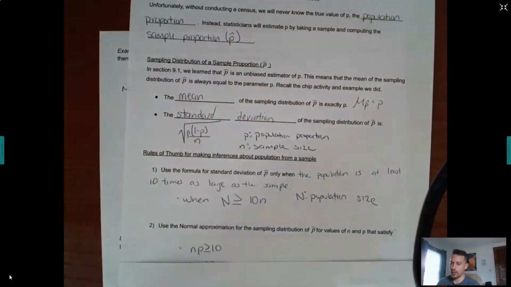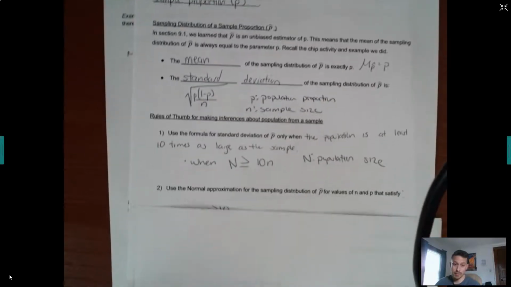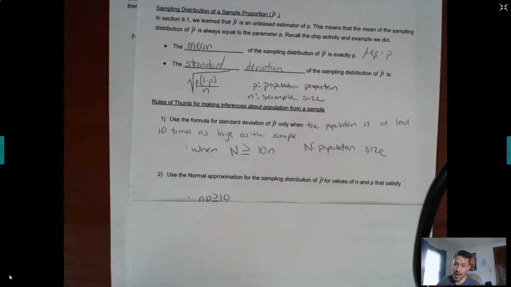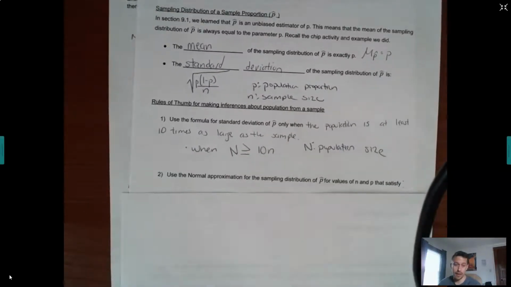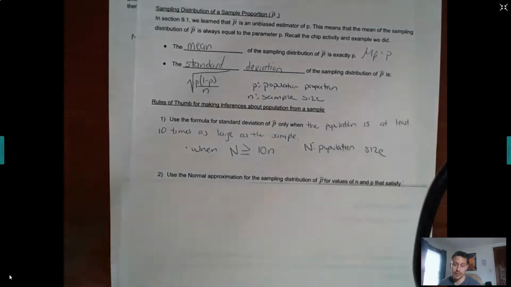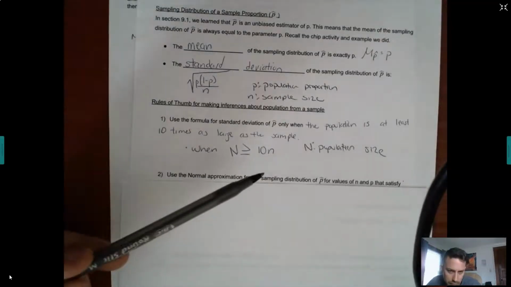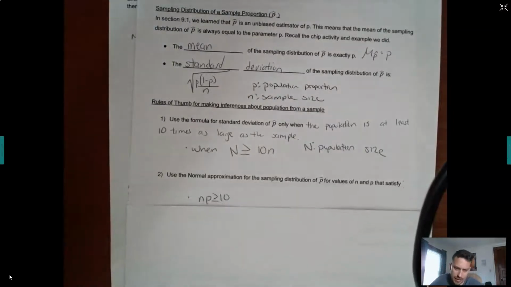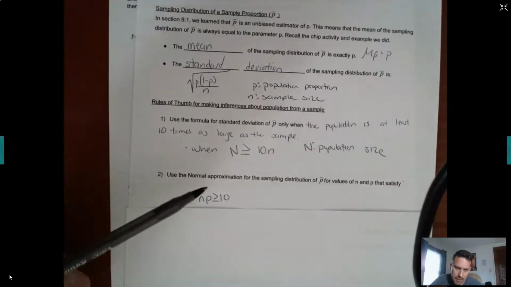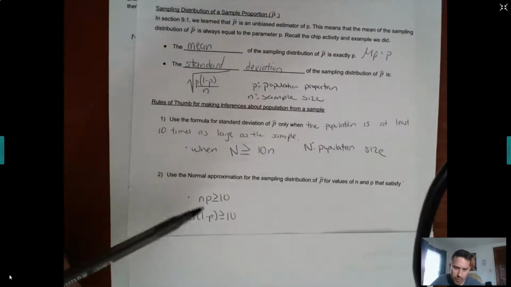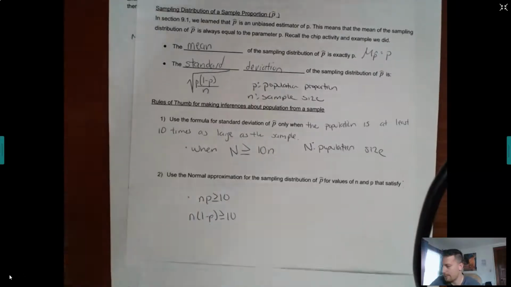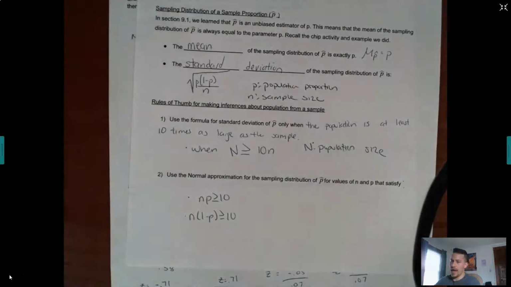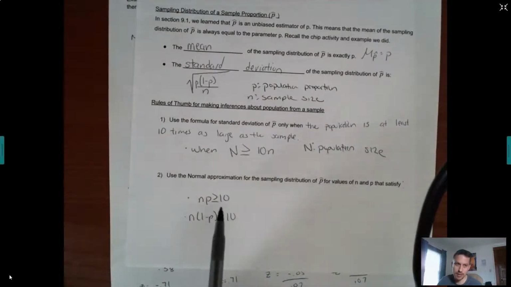The second rule of thumb: we can use a normal approximation for a sampling distribution of p hat, which is very handy for finding certain probabilities. So use the normal approximation for the sampling distribution of p hat for values of n and p that satisfy n times p is greater than or equal to 10, and n times 1 minus p is greater than or equal to 10. So you know what n means, sample size. You know what p means, population proportion.